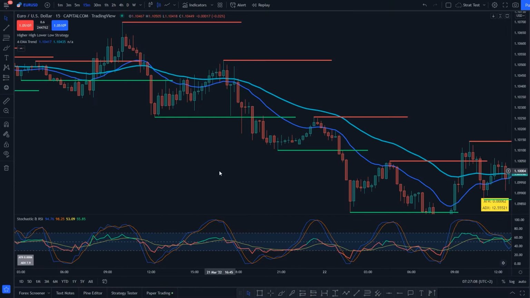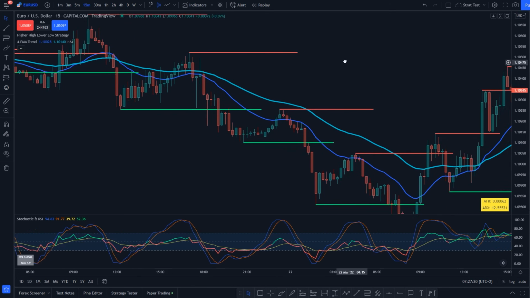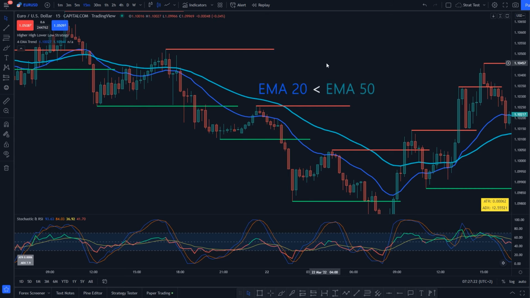Alright, let's go back to the chart and I will explain the rules and show you two sample trades. Okay, first of all we see here in the chart that we have a downtrend, we have lower lows and lower highs. And here we have a move to the downside. The price is breaking a low, the green line. And in this downtrend I also want to see the 20 EMA below the 50 EMA. That's essential.